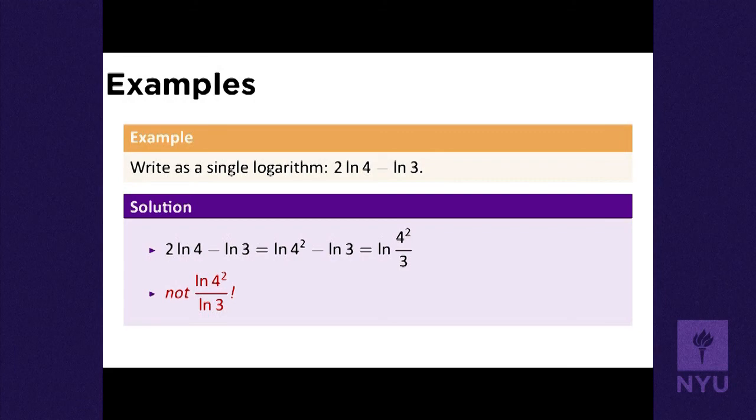And the natural log of 4 squared minus the natural log of 3, that's the same thing as the natural log of 4 squared divided by 3. So you could say that this is the single logarithm of the number 16/3.